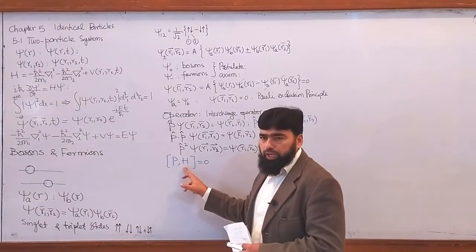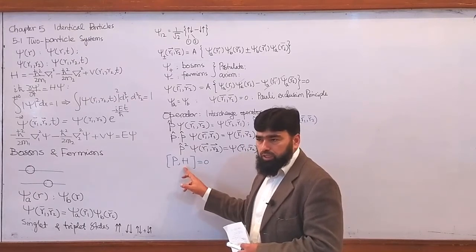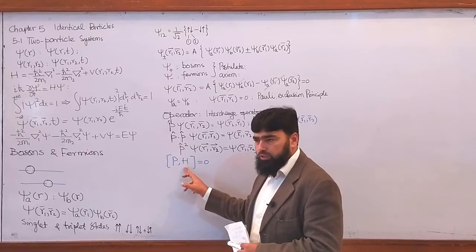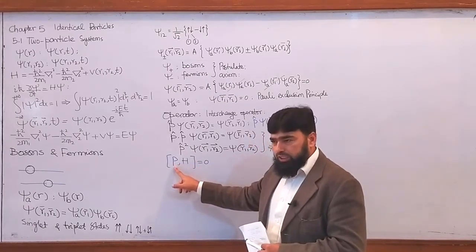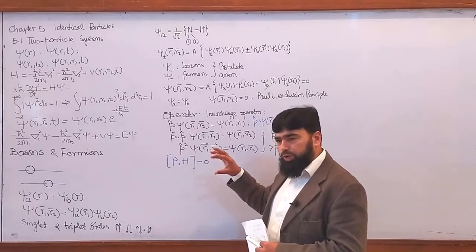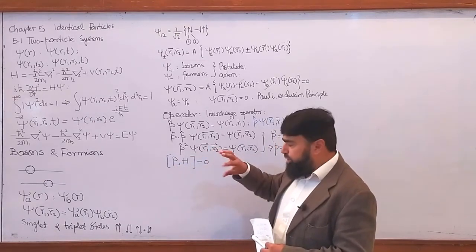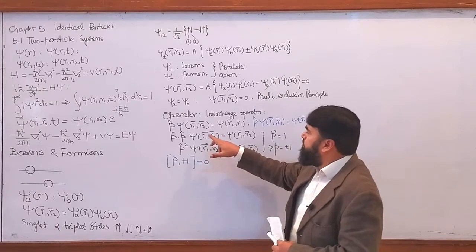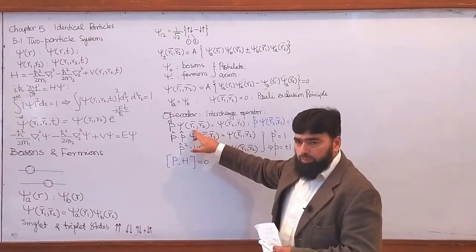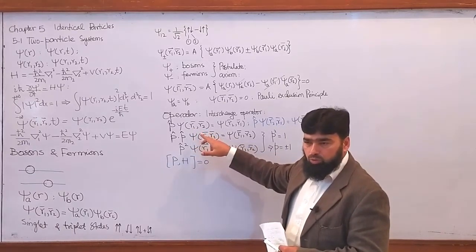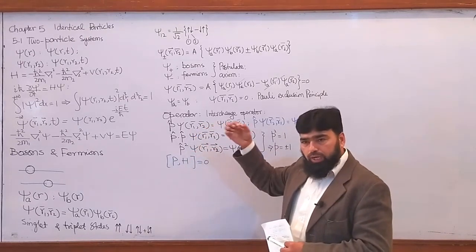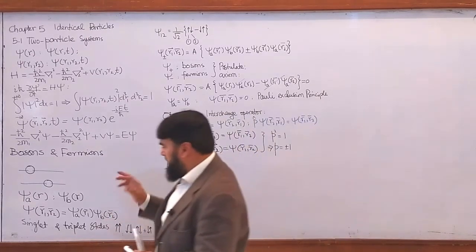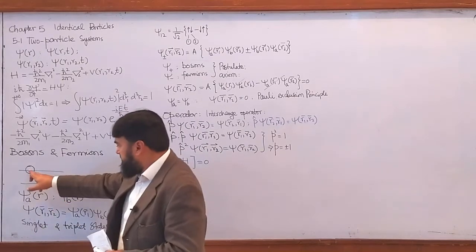It commutes with H. Clear? You got this point? It means that when you operate P on the Hamiltonian, it will interchange the coordinates. It will move one particle to R1 and the other particle to R2. When you apply the P operator, particle 1 is, okay, let's understand it here.